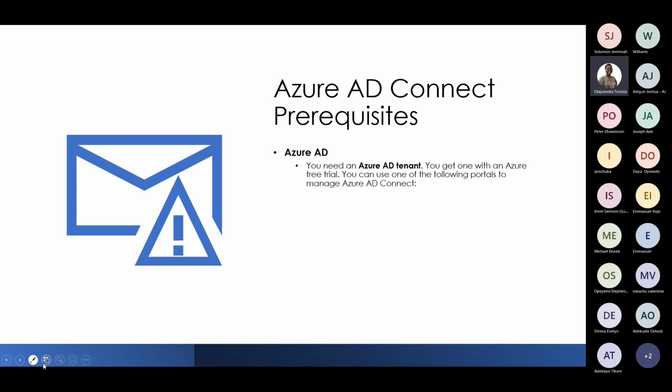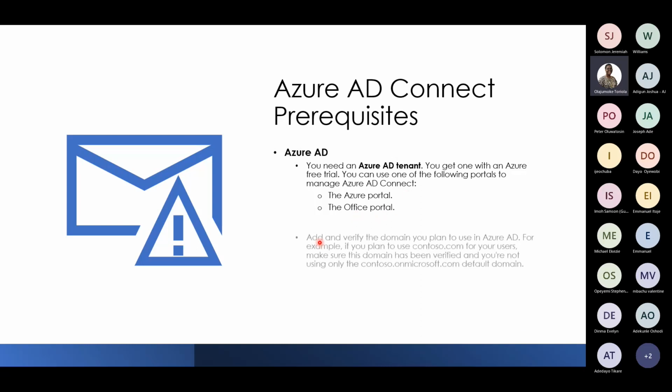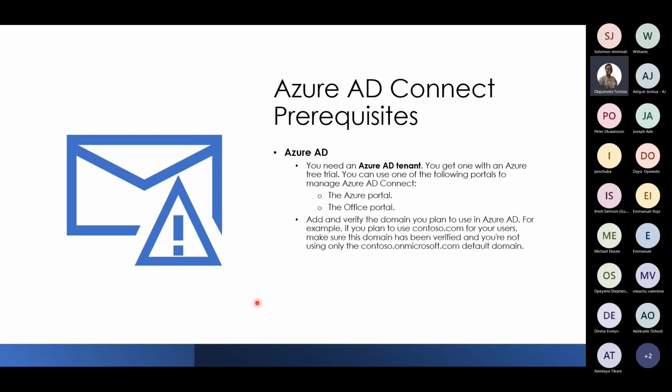One of the prerequisites is that you must at least have an Azure AD tenant. Every one of you today has an Azure AD tenant, even with your M365 developer accounts. It's the tenant, you still have it. And then you can use any of these to manage your Azure AD Connect. Then you need to do what? Add and verify the domain you plan to use in Azure AD.